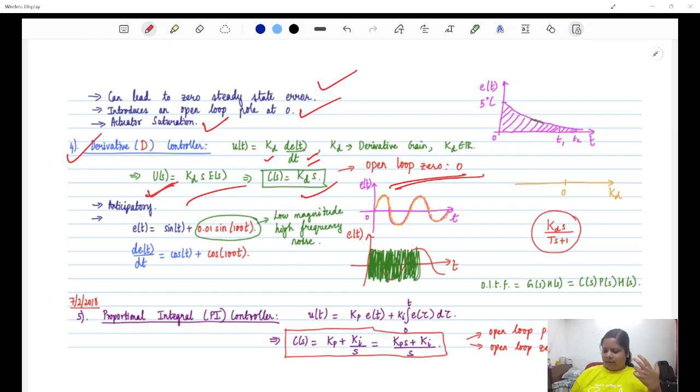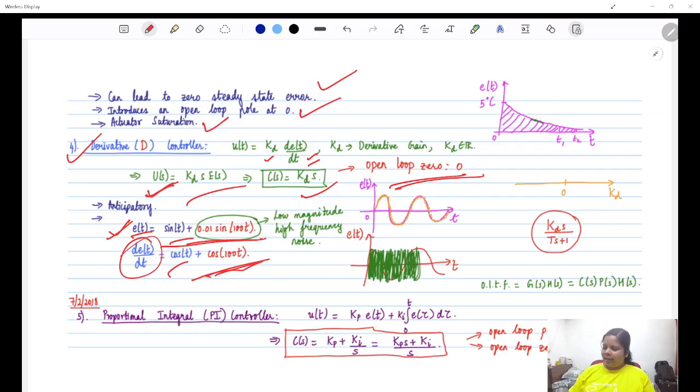Okay, I'll tell you why I'm saying this. Let's take this example that was already covered. Let's say your error is of this nature: sin t plus 0.01 into sin 100t. Your error is really small, right? It is the sin t term plus 0.01 into something. Whereas if you take the differentiation, what would happen? Your error would increase significantly, right?